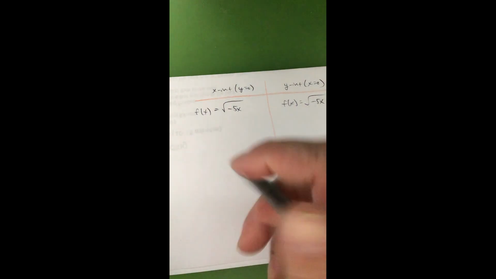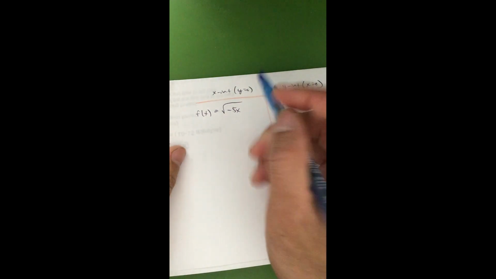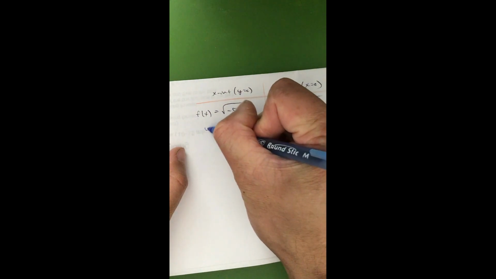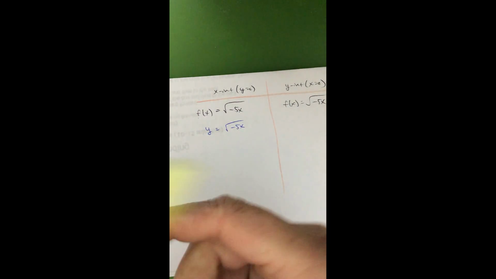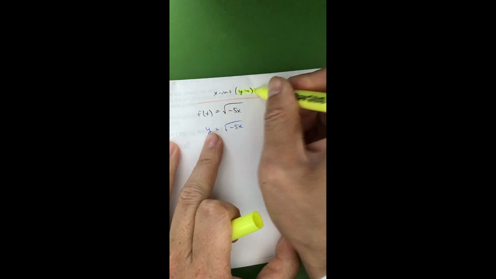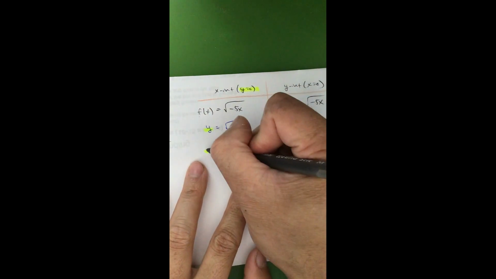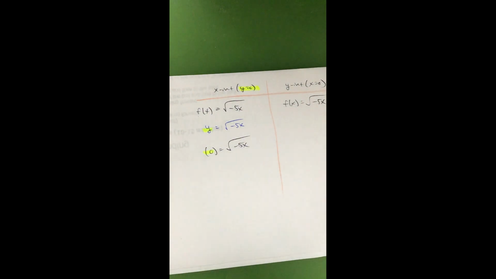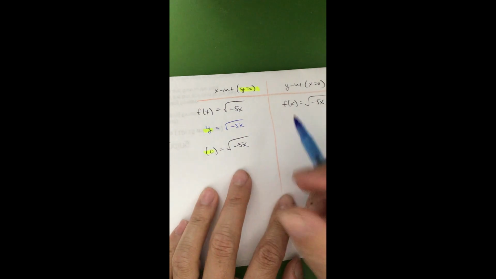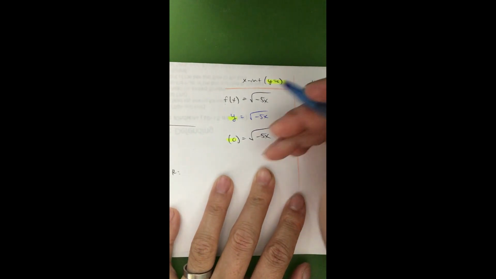All right, A5 here, we need to figure out domain, range, x and y intercept. Let's go ahead and do the x-intercept first. I'm going to change the f of x to a y. We're going to make y equal to 0. And we're going to go ahead and solve for x here.